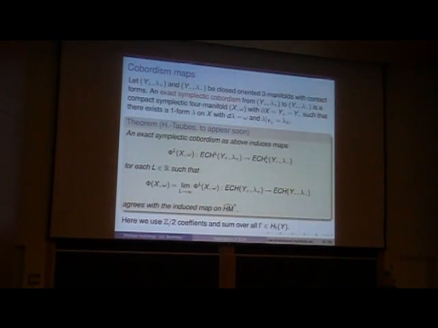The next thing is cobordism maps. So there aren't really any higher categories in my talk. That's why I put the etc. here. But we'd at least like to extend ECH to some kind of TQFT.